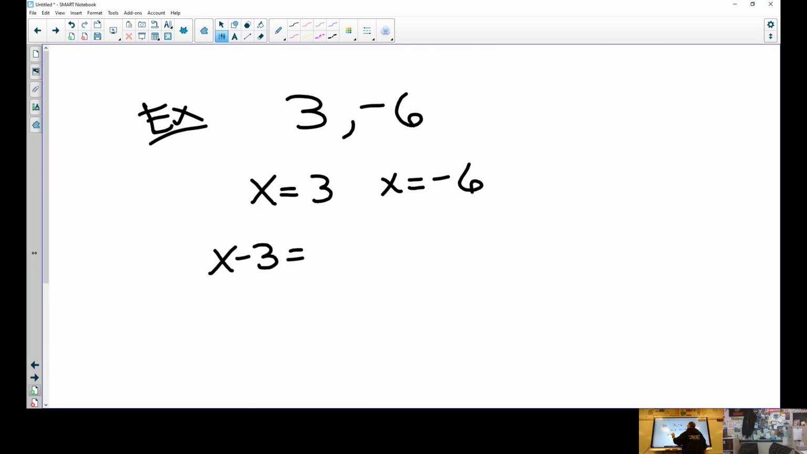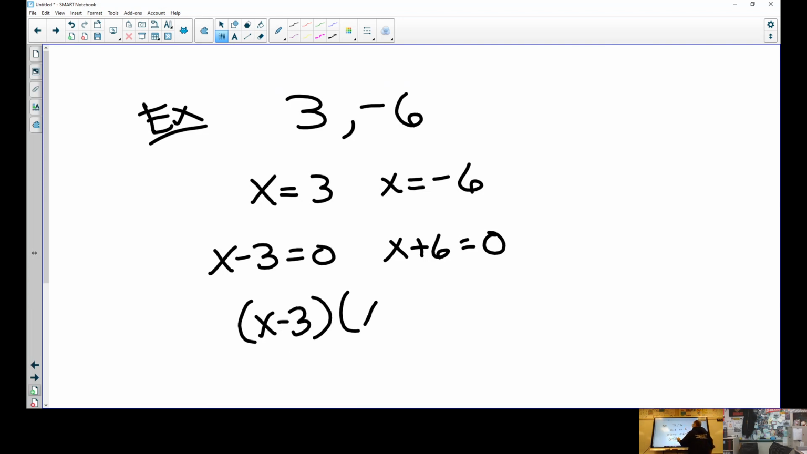Now, move it over. X minus 3 equals 0. X plus 6, because I have to add 6 to each side, equals 0. Now I have x minus 3 times x plus 6 equals 0.